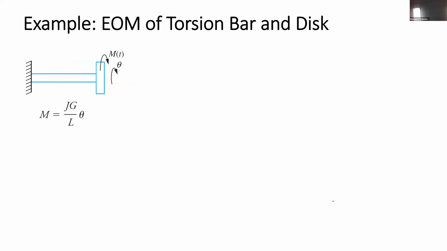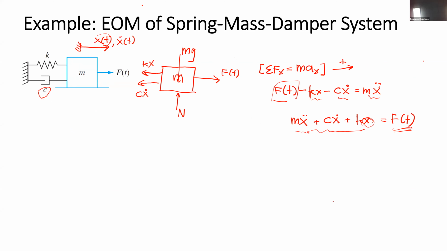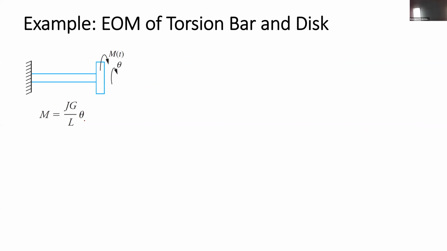How about in a torsional application? Before this is linear application. In linear application, F equal to Kx. In torsional application, the moment of the torsion beam is a function of the angular displacement. The torsional stiffness is written in this term.